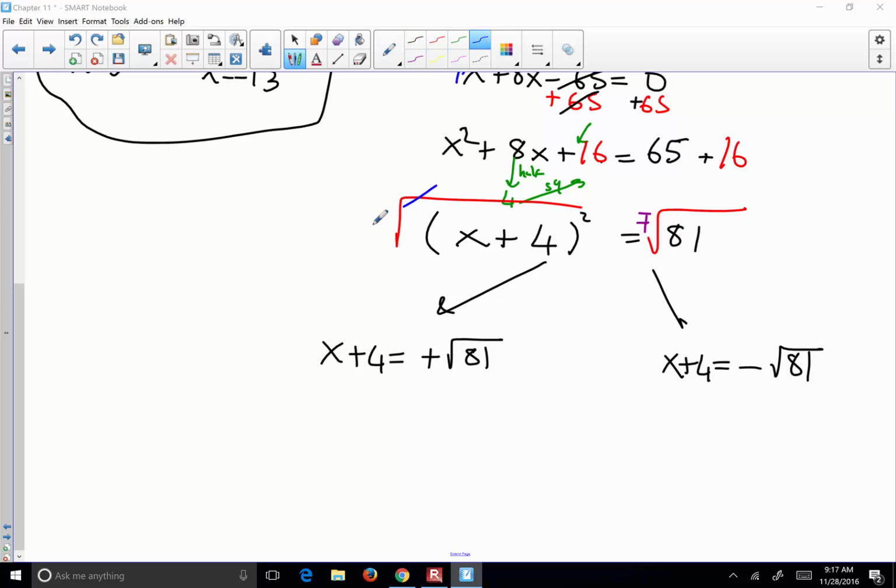Again, square and square root cancel. That's why we apply the square root property, to cancel this square. And we have only x plus 4 on the left side. But on the right side, you have 2 options: positive root 81, or negative root 81. But what is root 81? 9. And this is minus 9.